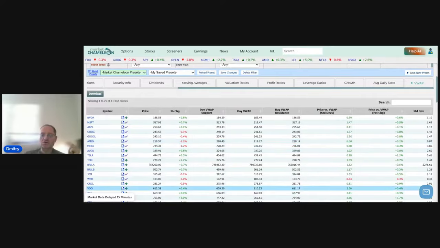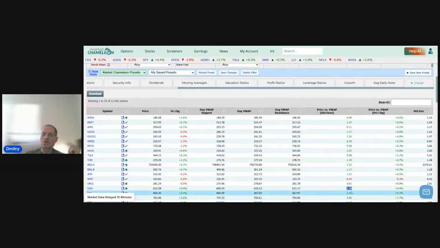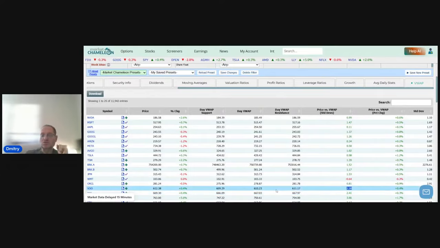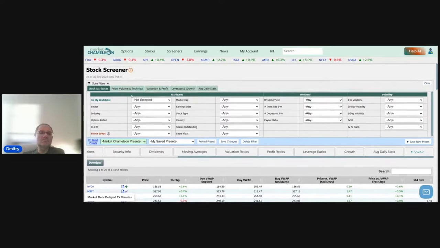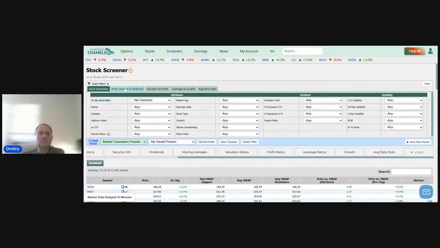So you look, for example, here's a stock, VOO, that's increased by 2 standard deviations away from its VWAP, 612. So it's by 2 standard deviations because it's above that volatility band. And then we could screen for situations if we're looking for something extreme that has fallen extremely below or rallied extremely above its VWAP price. So if we come back up here, let's go to price volume and technicals.